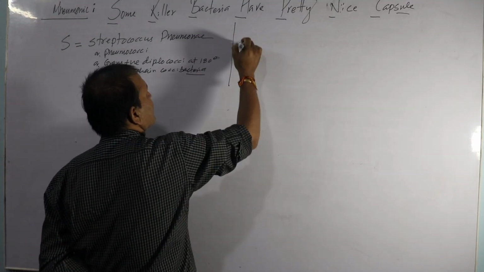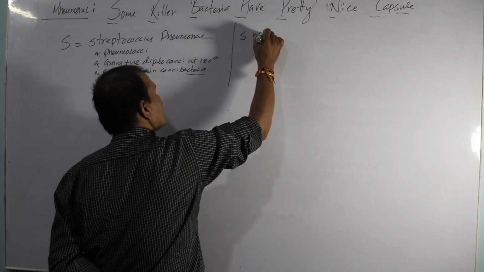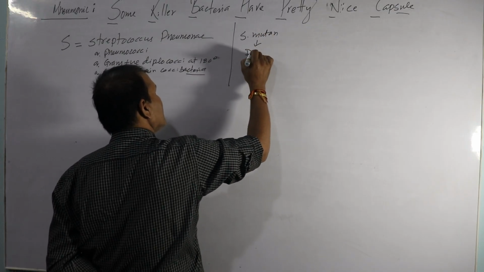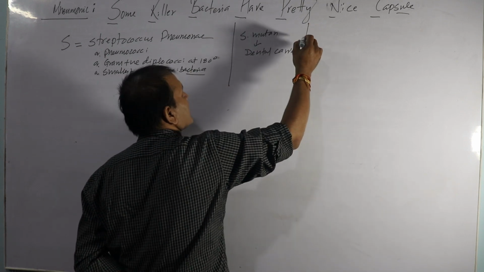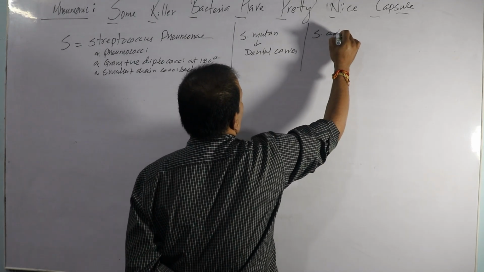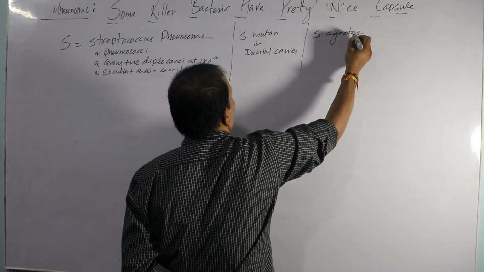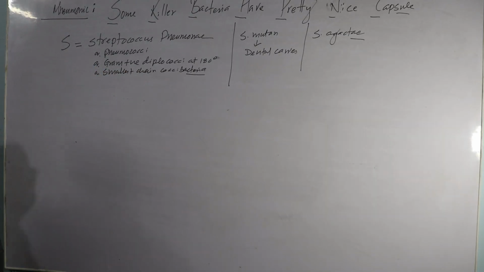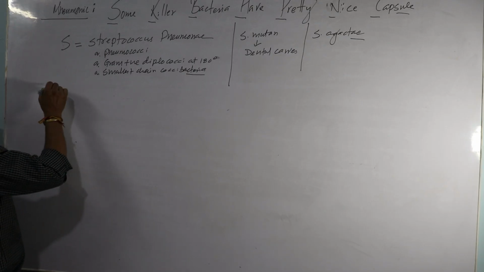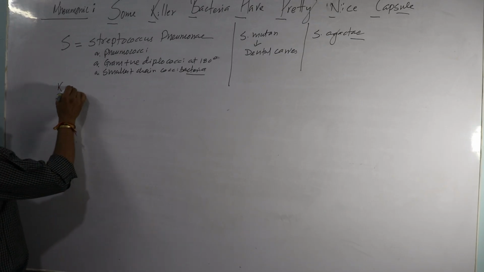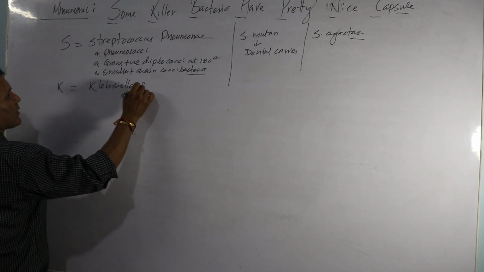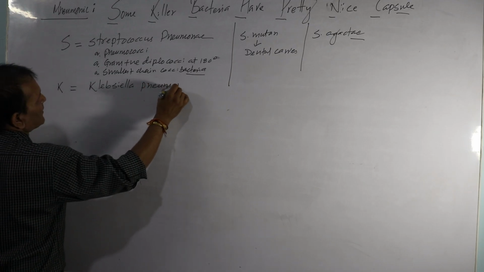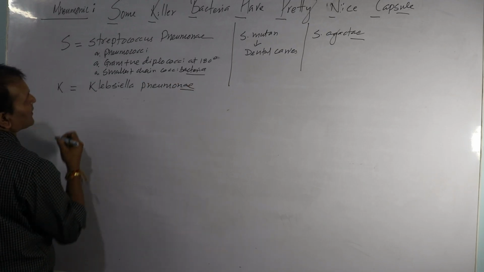So likewise, S stands for Streptococcus mutans, a causative agent of dental caries. Then Streptococcus agalactiae. So they are the bacteria which can form the capsule, polysaccharide in nature. So on, K represents Klebsiella pneumoniae. It is also gram negative. It is a gram negative bacteria.